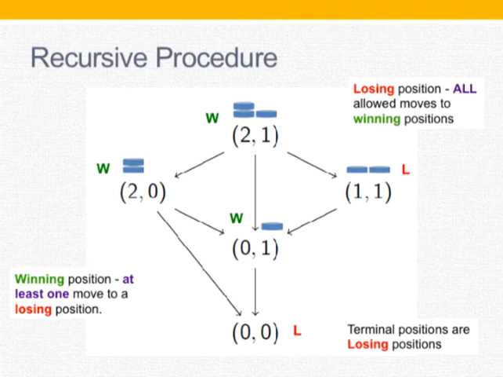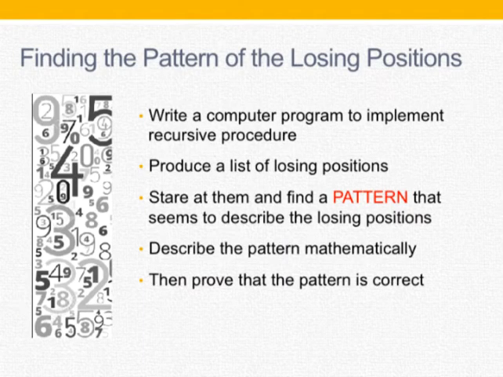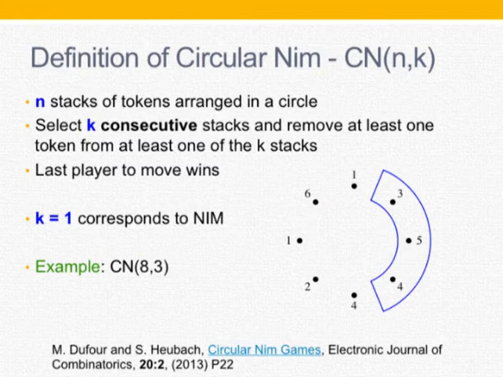In the end, that's a losing position, no moves. Then you go to 2-0 or 0-1, they are winning because there is a move to something losing. Next, you can label 1-1, which has only a single move, and that's to a winning position, so it is losing. And finally, you can conclude that 2-1 is winning because there is a move to a losing position. So this is basically the recursive way of figuring out which positions are losing or winning.